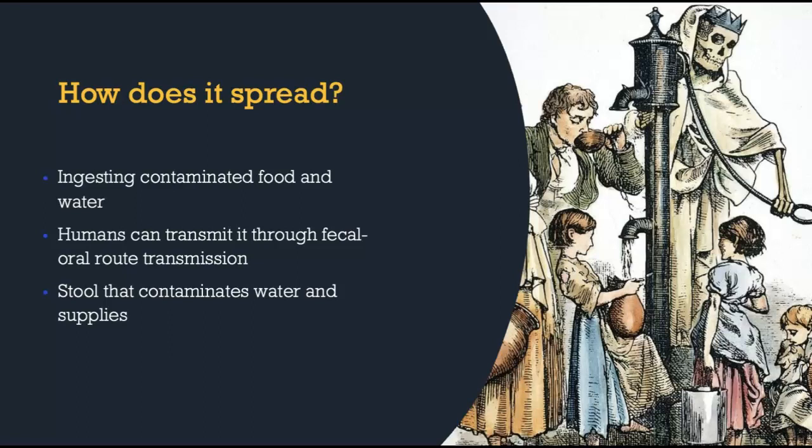It can also pass from human to human by fecal-oral route transmission. It is mainly transmitted by water that is contaminated by fecal matter. It is important to note that Vibrio cholerae does remain present in stool for 7 to 14 days. It may not cause illness in some people who are exposed, but they can still pass the bacteria in their stool, which can contaminate food and water supplies.